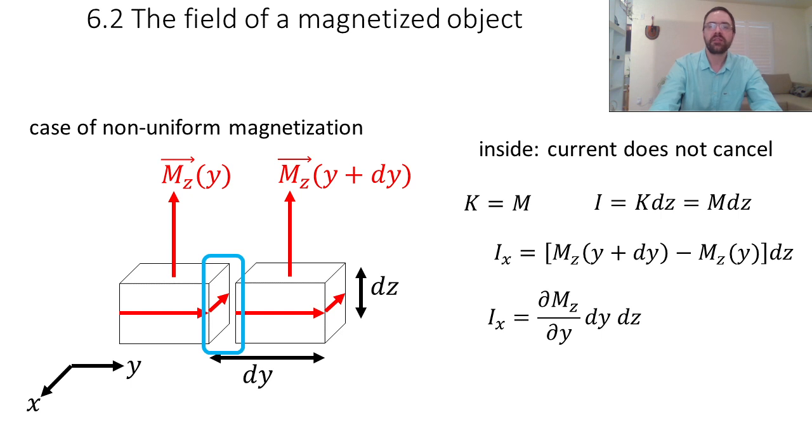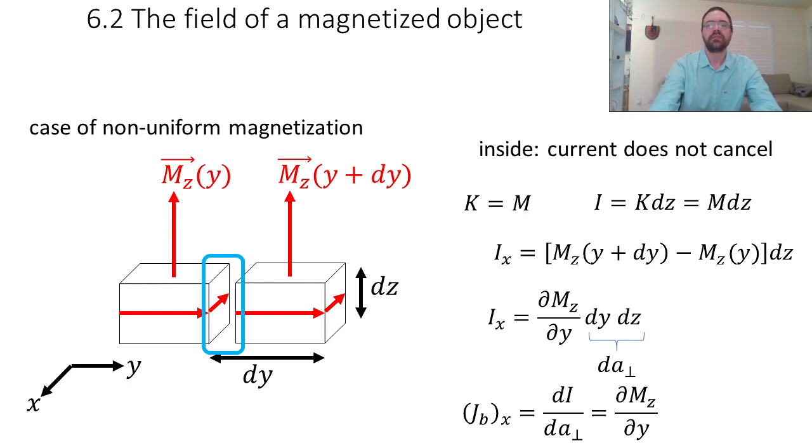Now, assuming dy is very small, you can recognize a derivative. Ix is equal to dMz over dy times dy, and then times dz. Now, dy dz is the area that is perpendicular to the x direction, so it is the area that is perpendicular to the current. And since the current density J is equal to dI divided by dA perpendicular, then we obtain J along x is equal to dMz/dy. And so once again, this is a bound current, so we write J sub B.